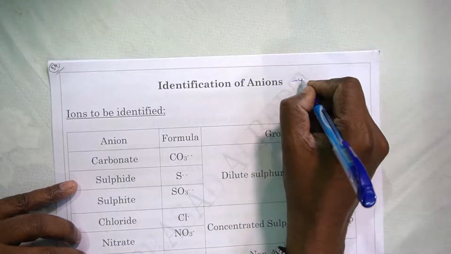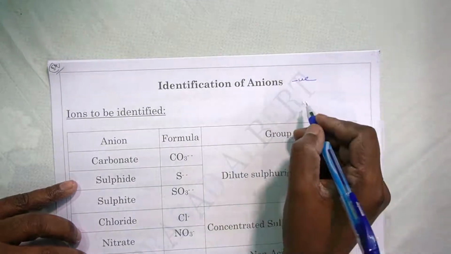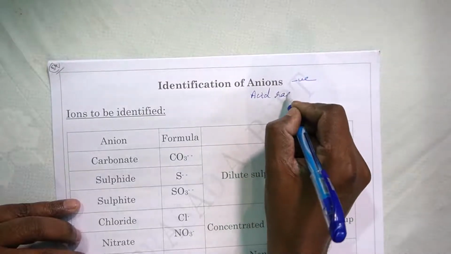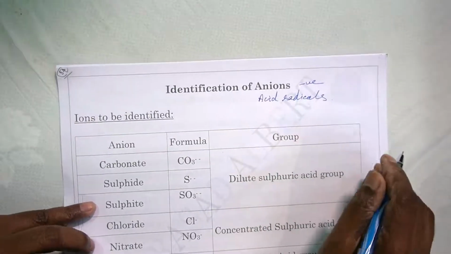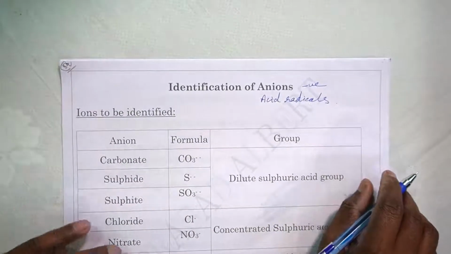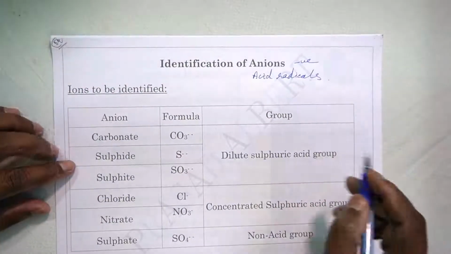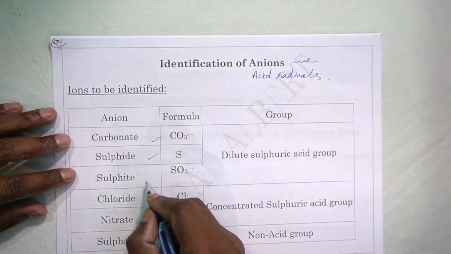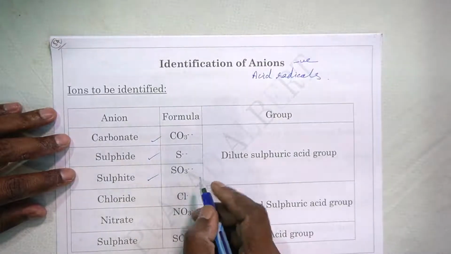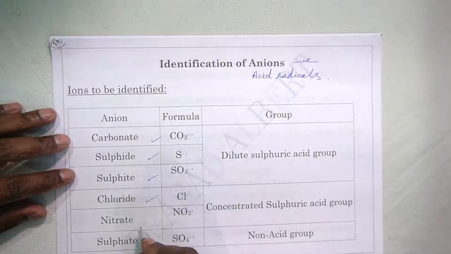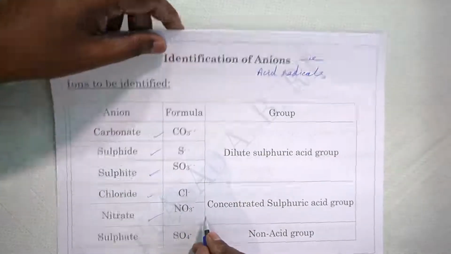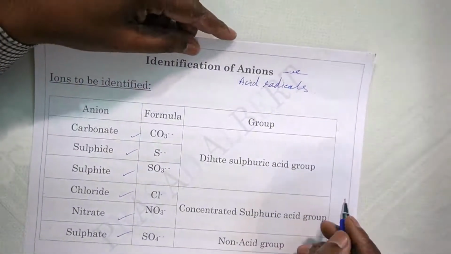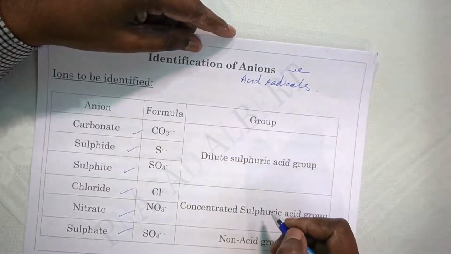Anions are negatively charged ions, and they are identified using acids, so they are also known as acid radicals. Now, what are the ions to be identified? In class 10, we have 6 anions: carbonate ion, CO3 minus minus, sulfide ion, S minus minus, sulfite ion, SO3 minus minus, chloride ion, Cl minus, nitrate ion, NO3 minus, and sulfate ion, SO4 minus minus.